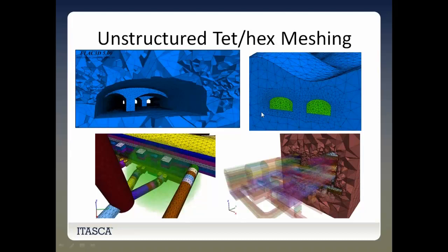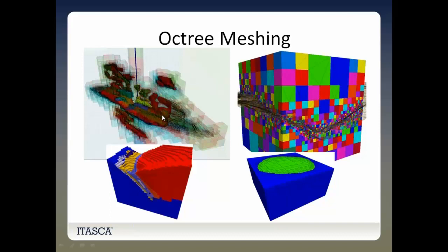So this is what we call TET hex meshing. Octree meshing exploits the fact that geometries that we are using in geomechanical applications are not necessarily exact. They're not God-sent geometries. There could be 1 or 2 meters apart. So, well, we don't really need to perfectly match the geometry.